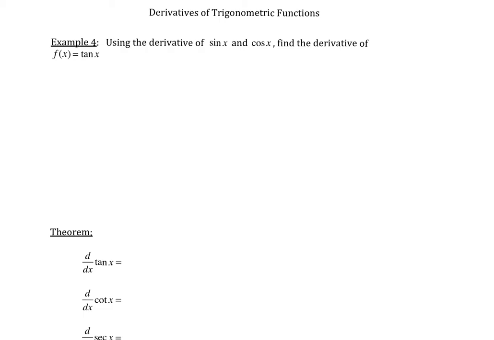Example 4 says, using the derivative of sine x and cosine x, find the derivative of f of x equal to tangent x. So we're going to write f of x equal to tangent of x. And what we're going to do is use the quotient identity. The quotient identity for tangent of x says that it's equal to sine x divided by cosine of x. So we're actually going to differentiate this quotient right here. And in order to differentiate this quotient, we're going to need to use the quotient rule.